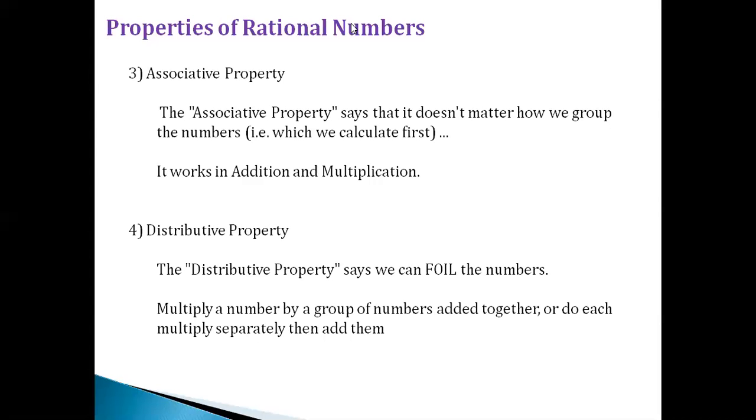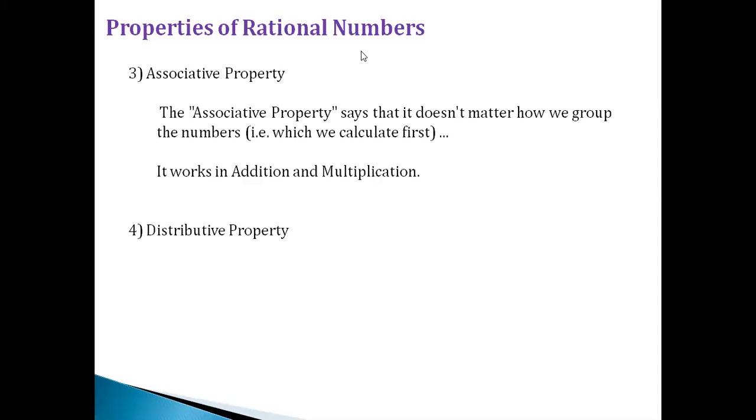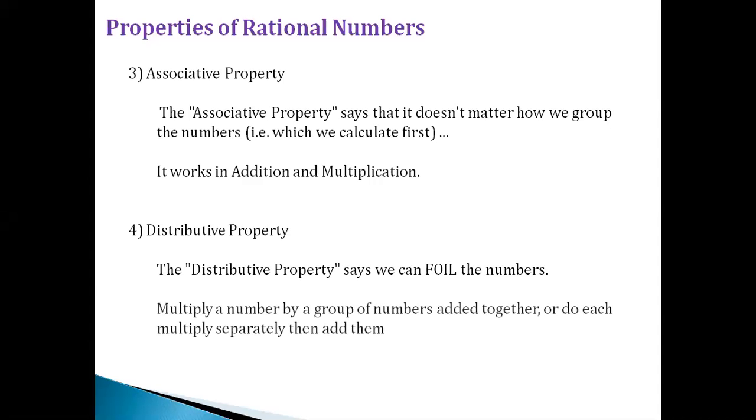Closure property works for addition, subtraction, multiplication. It won't work for division. And the next 2, the commutative and the associative properties, work for addition and multiplication. The distributive property works for addition and subtraction together with multiplication. We multiply first and then add or subtract. Okay, that's it for the properties.